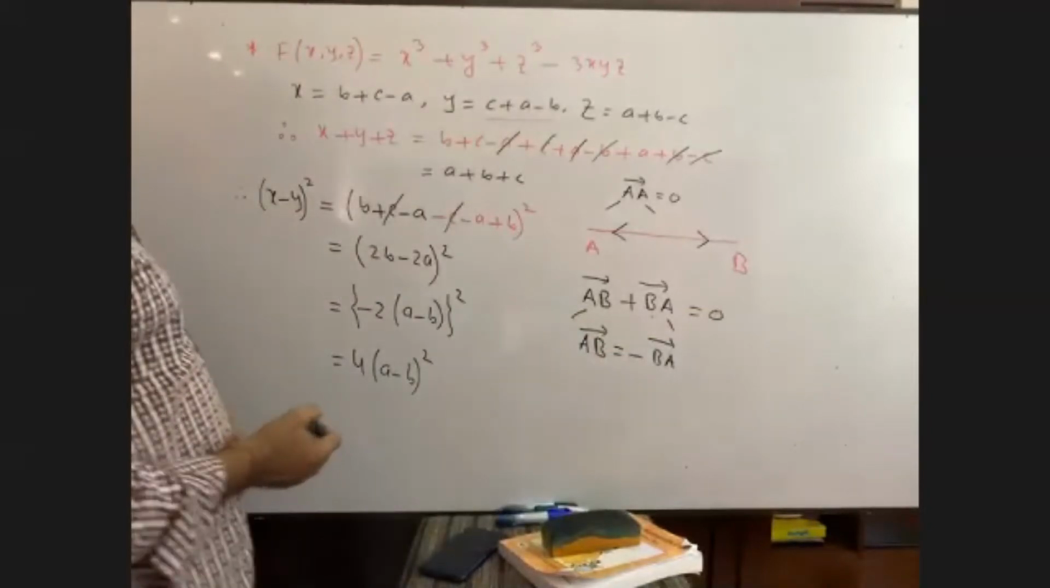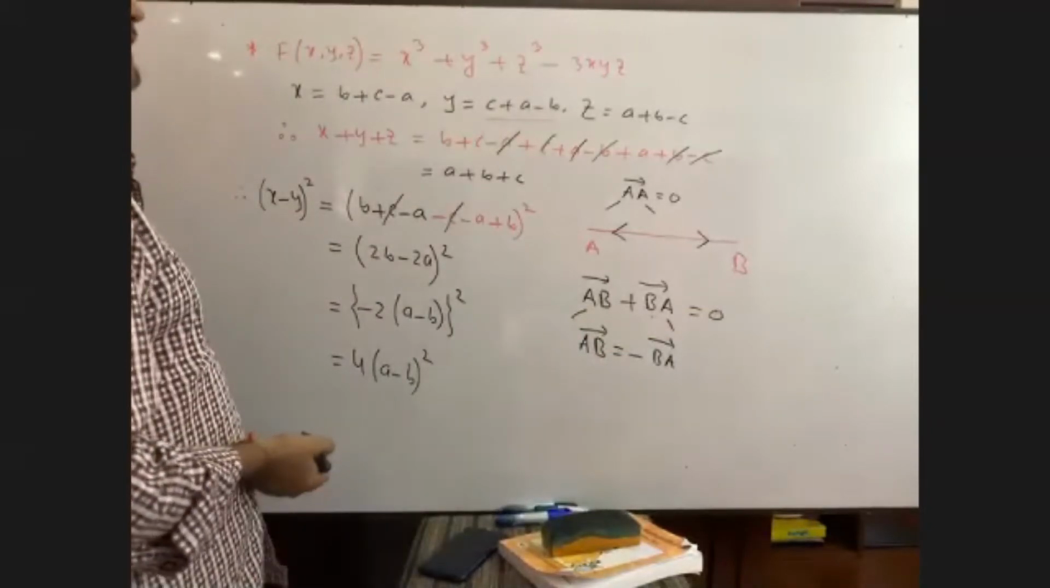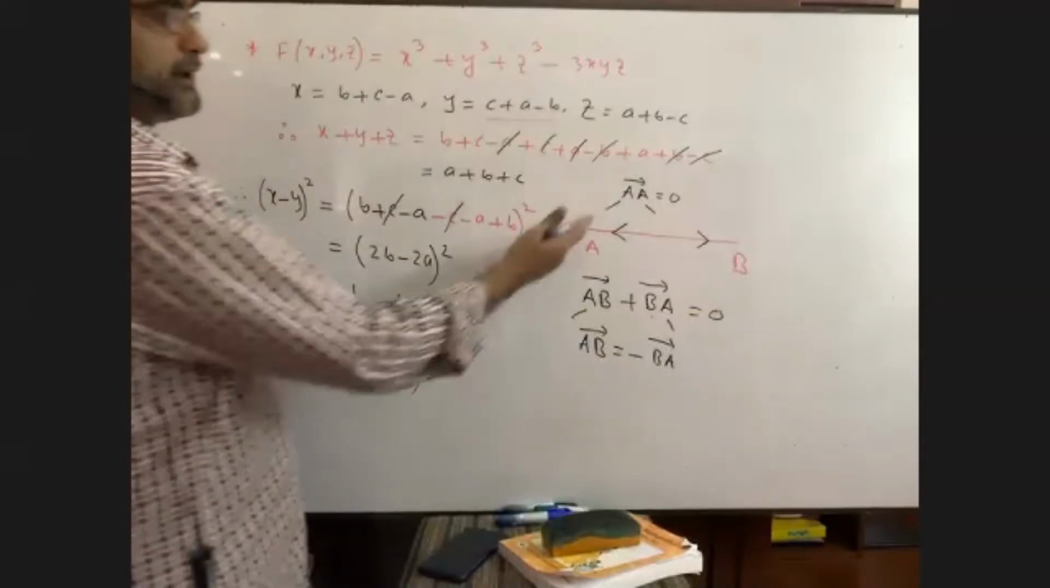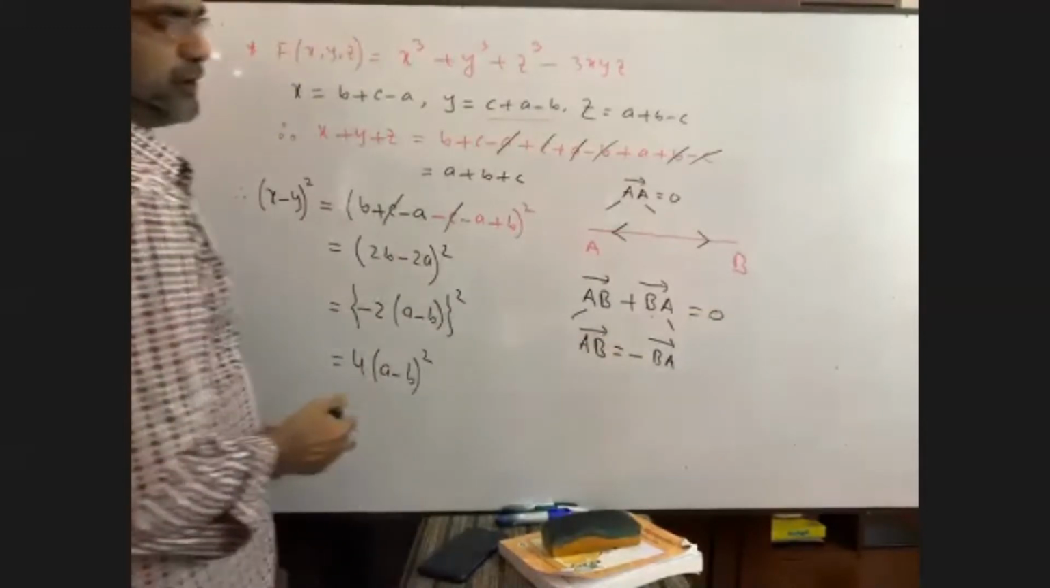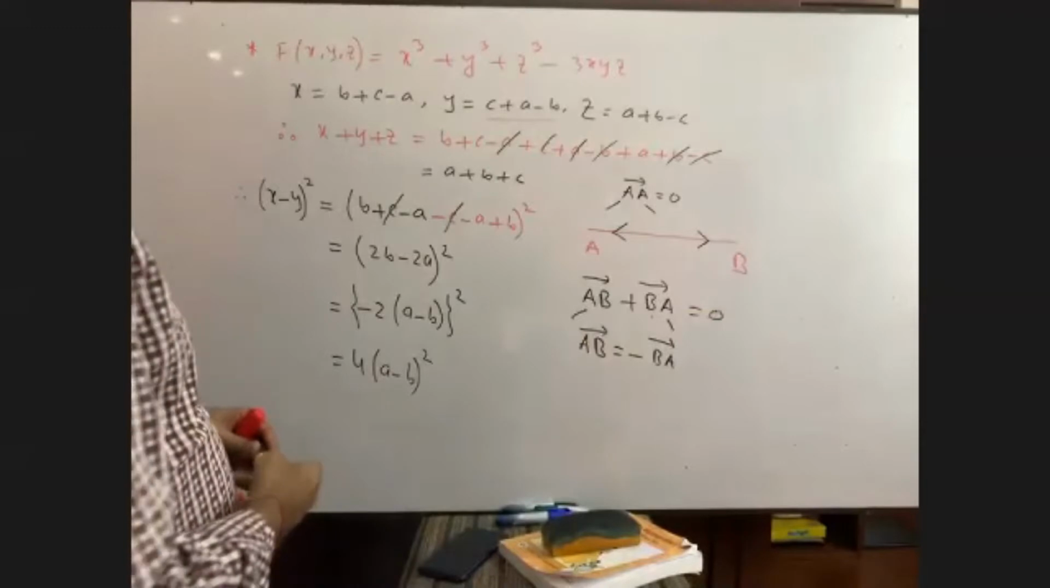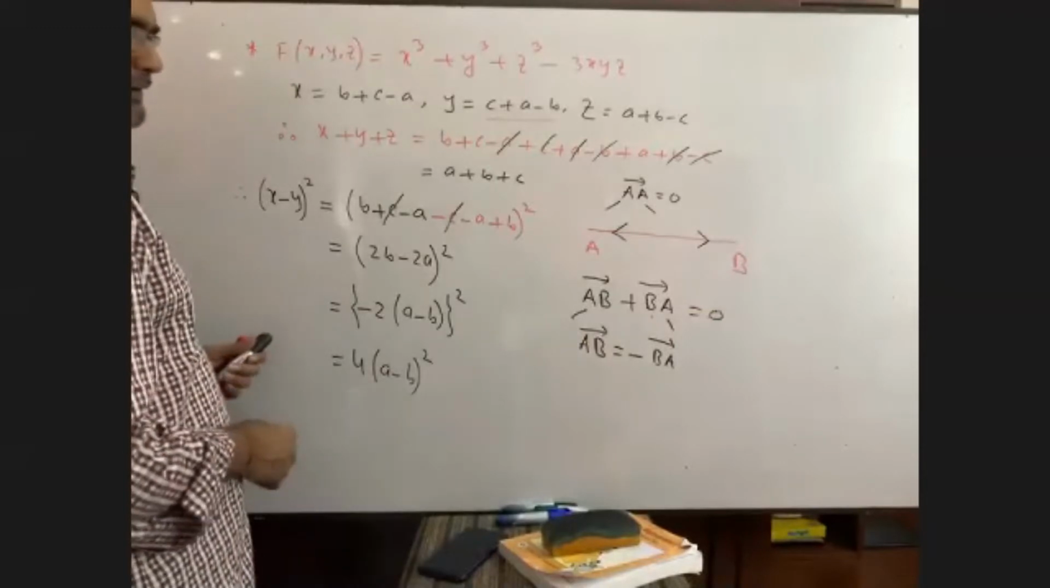That means in algebra, AB and BA are equal. In geometry, AB and BA are equal. But in vectors, AB and BA are not equal. They are opposite. Is it?